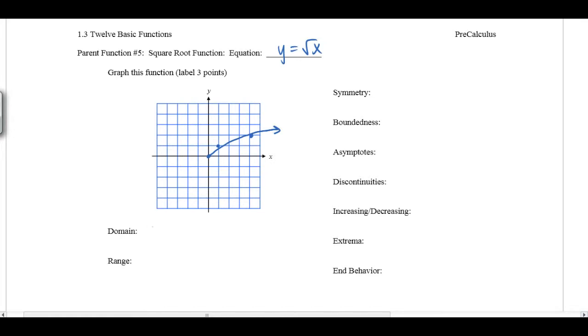Domain. Notice the domain goes from 0 to infinity. Notice the range also going from 0 to infinity.